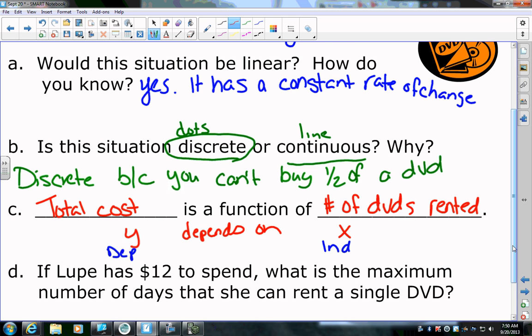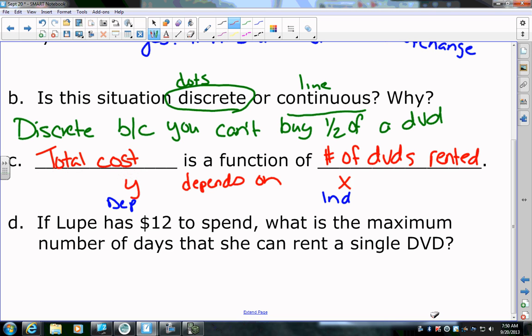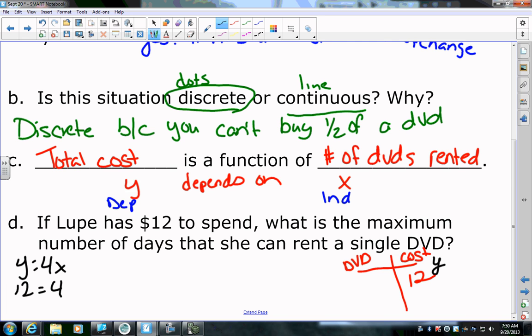Now, down here, it says if Lupe has $12 to spend, what is the maximum number of days she can rent a single DVD? Remember, the DVDs are the X's and the cost is the Y. I'm looking to see where the Y is 12, where it can be $12. Now, if I did this by hand, my equation is Y equals 4X. This is my Y. I would make it 12 equals 4X.